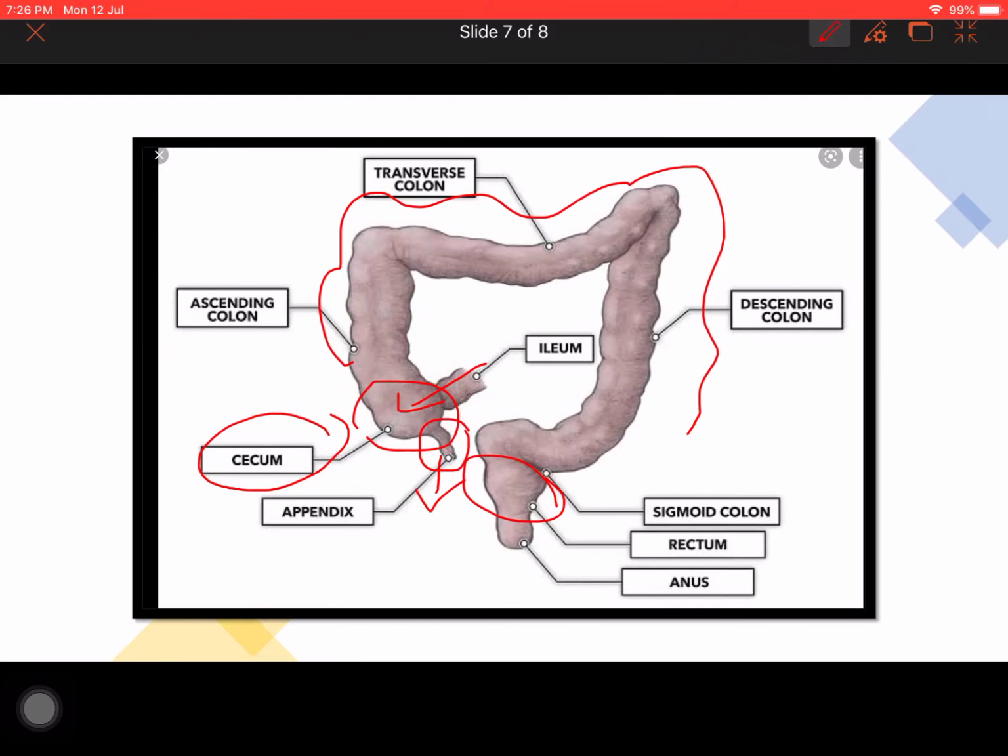Okay, the colon is the next part, which is actually 1.0 meter in length. It passes from the right side of the abdomen to the left side. So is it clear? And the absorption of the water is taking place in the colon. We have told in the previous slide that the absorption of water is happening in the large intestine.